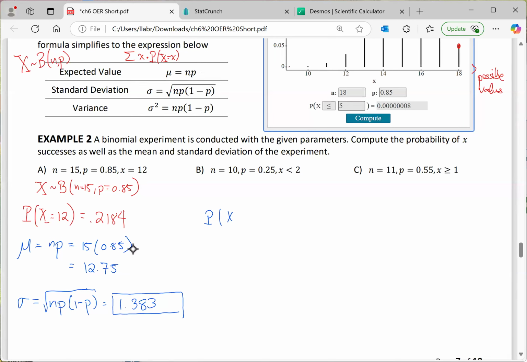The rest of these are just as easy, so go ahead and find these probabilities. I'll leave it for you: the probability that the random variable x is less than 2, and the probability that x is greater than or equal to 1. Don't forget to update n and p for all of these problems. You have to change n and p every single time that you're using the applet.